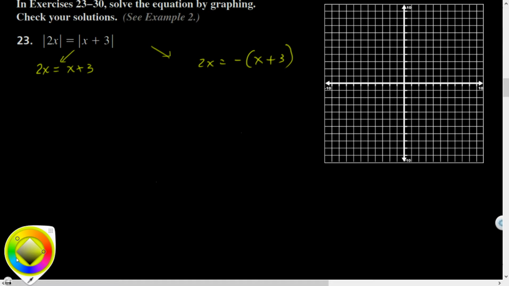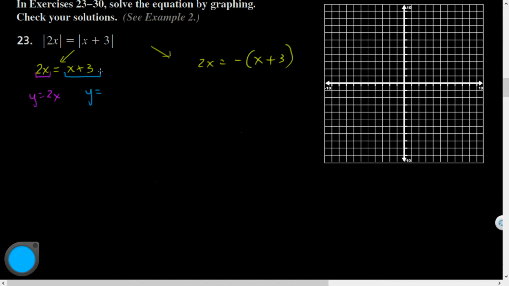And now we end up graphing a whole bunch of lines. Oh, wrong color. I start with purple, don't I? Yeah. So I'd have y equals 2x as one of my lines. Another one will be y equals x plus 3.